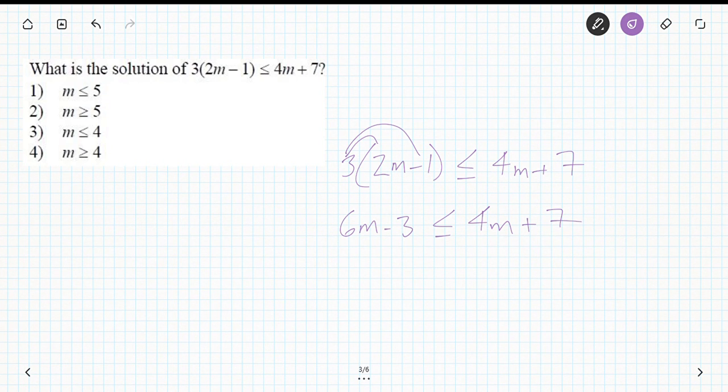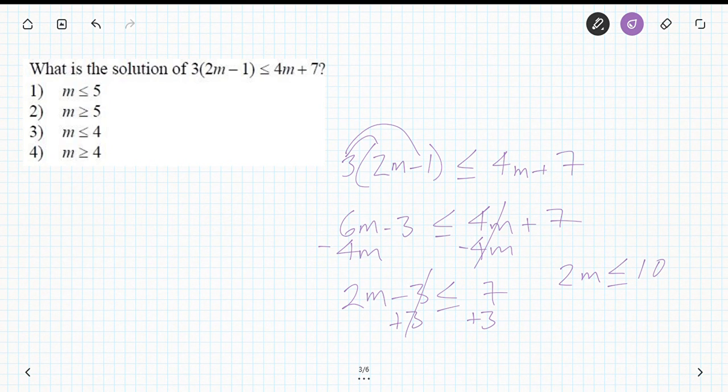Okay, what do I do now? I put my m's with my m's, so I bring the 4m to the left side, and that's how I get rid of that 4m. So I have 6 minus 4 is 2m, minus 3 is less than 7. Okay, next thing I do, I want to bring my numbers with my numbers, so I perform an inverse operation and I get 2m. The 3's cancel out, is less than 10.